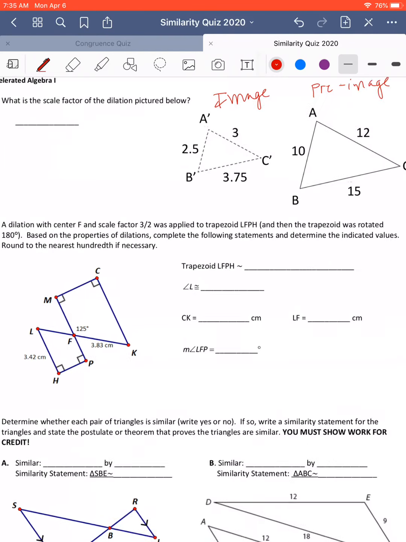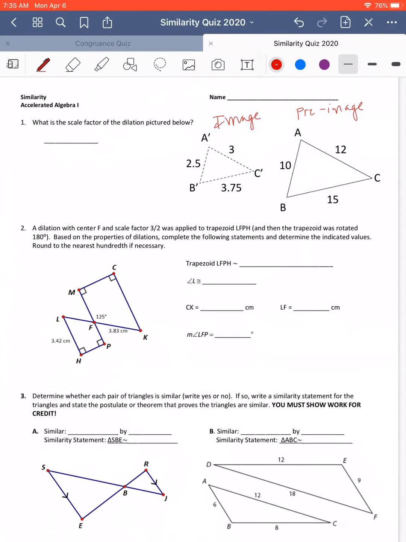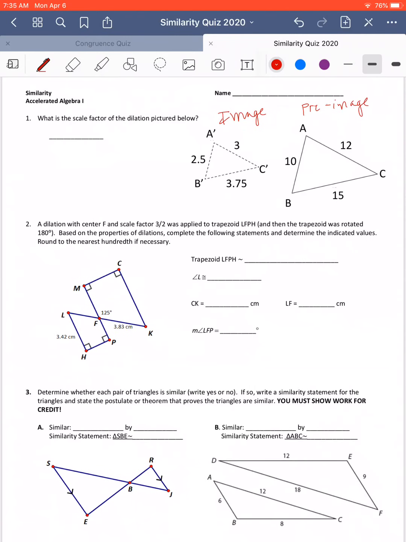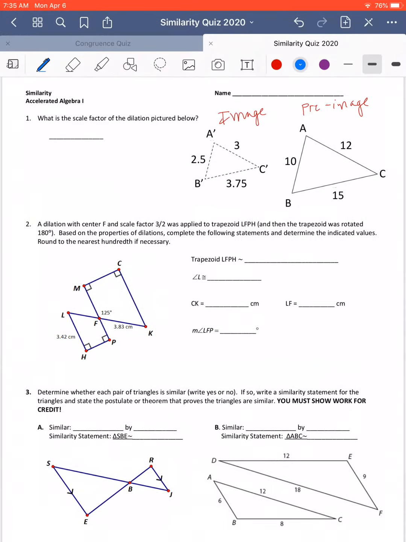So we're getting smaller. So because the image is getting smaller, we know our scale factor should be less than 1. So we take one of the smaller numbers and put it on the top of a ratio. So the 3 would go over 12, which would be 1/4. So the scale factor is 1/4. Now a lot of people here would put that the scale factor is 4, but they aren't paying attention to which one's the pre-image and which one is the image. So always make sure you pay attention to that.